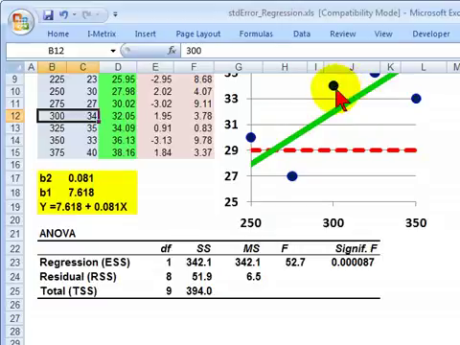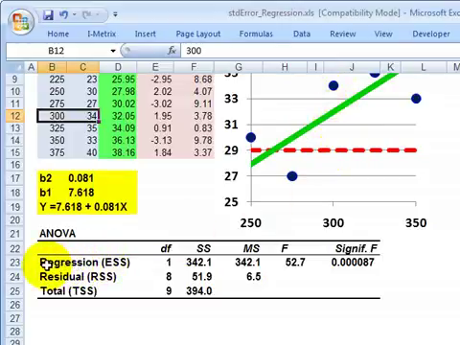So all of the points here in the data set, all 10 points, can be broken down or decomposed into those two segments. First, from the actual y to the regression line. See how that's this distance right here? That's the residual. And then we have another segment to go, the distance from the regression line to the average y. That's this segment right here. All 10 data points can be divided into those two segments.